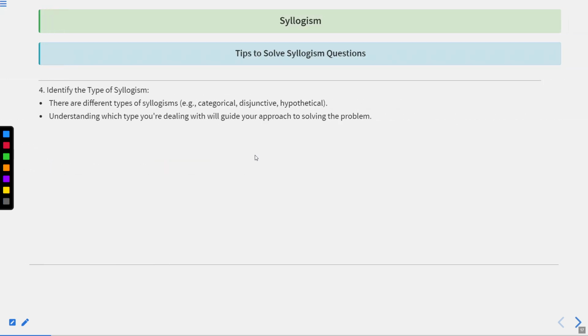Now, moving forward, let's try to understand this particular thing also, that we have to identify the syllogism that we have already studied.